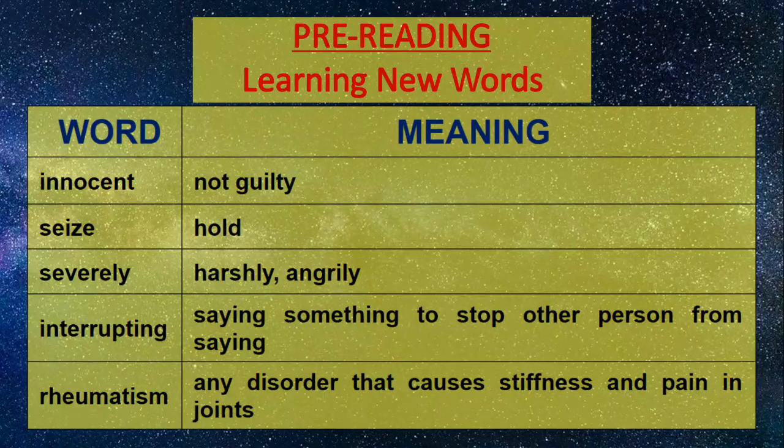The first word is innocent. Innocent means not guilty. Next, seize. It means hold. Next word is severely. It means harshly or angrily. Next is interrupting. It means saying something to stop another person from speaking. And next is rheumatism. It means any disorder that causes stiffness and pain in joints.